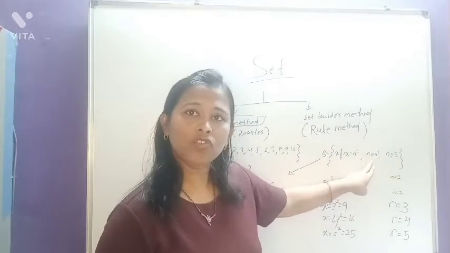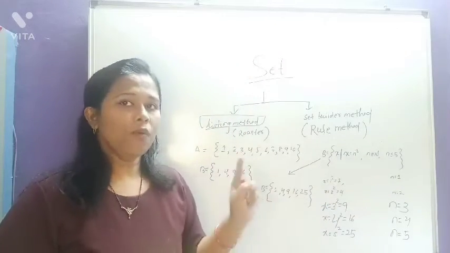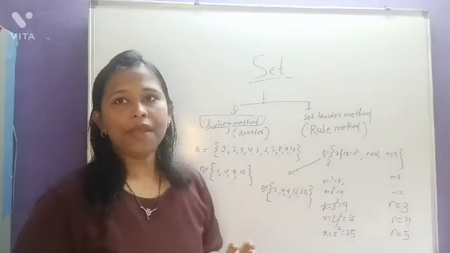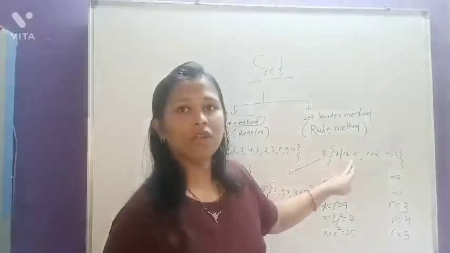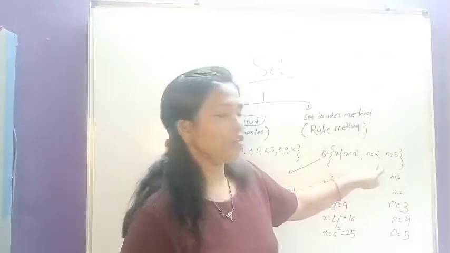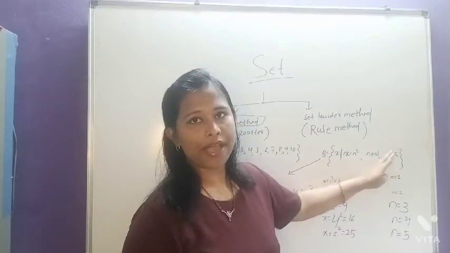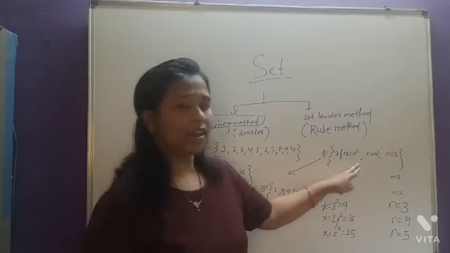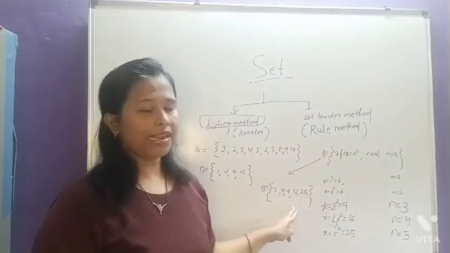And n belongs to the set of natural numbers. That means we have to take the values of n as 1, 2, 3, 4 and 5. After 5 I cannot take any more, because the rule is x such that x is equal to n square, n belongs to the set of natural numbers and n less than or equal to 5. So you see friends, how easy the rule method is.